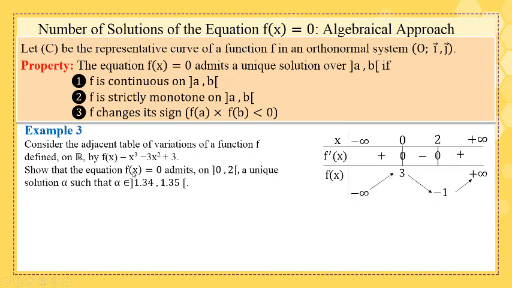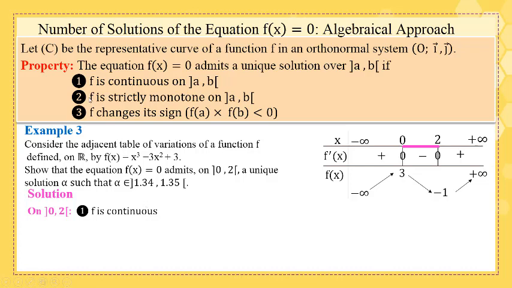Show that the equation f of x equals 0 admits on 0, 2 a unique solution alpha such that alpha belongs to this interval. Let us prove the 3 conditions. First condition: f is continuous on minus infinity, plus infinity. Do you know why? Good. f is a polynomial function. And so, on 0, 2, f is continuous.